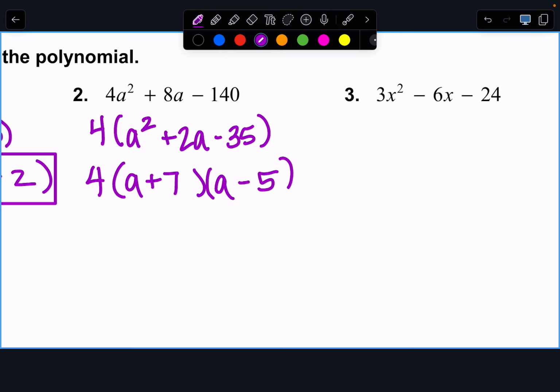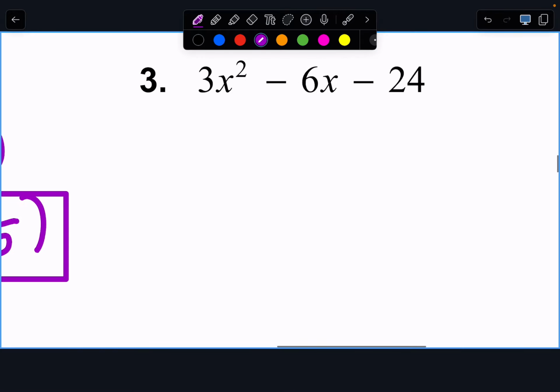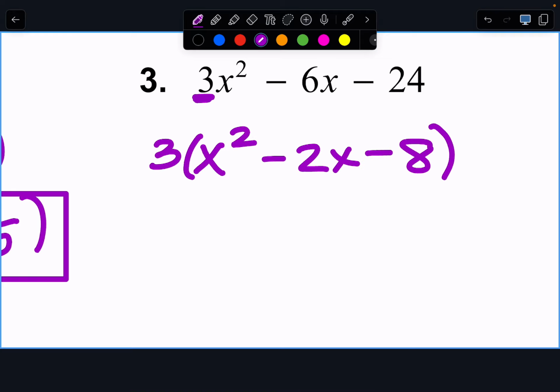Like that? Jace? Yeah, that's what I got too. Okay. Excellent. Emily, in number 3, what GCF did you factor out? So 3, 6, and 24 are all divisible by? Yeah. Oh, good job. So we have x squared minus 2x minus 8.